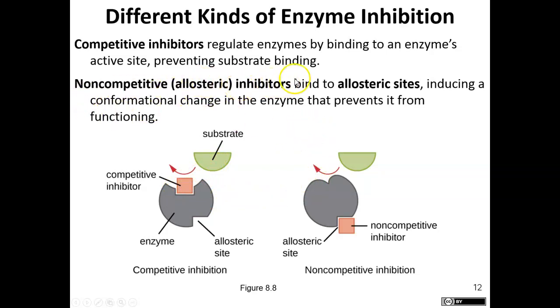Non-competitive or allosteric inhibition occurs when again another molecule binds to a region called the allosteric site. When it binds, it changes the shape of the active site, and again the substrate cannot bind.